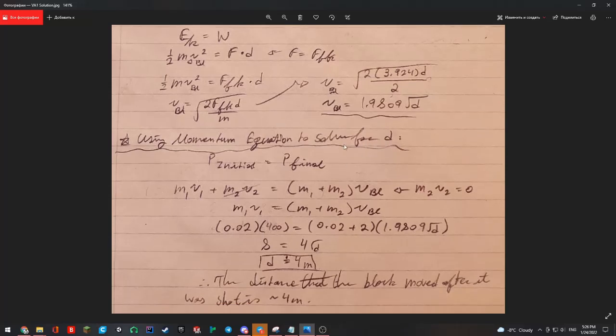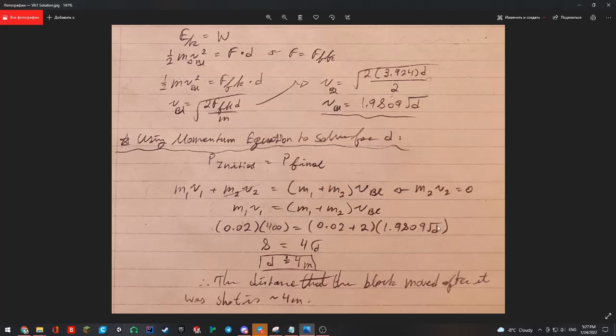Over here we can use this because the bullet embedded itself into the block, and we can see that the initial momentum is equal to the final momentum. So m1v1 plus m2v2 equals m1 plus m2 multiplied by the velocity of the block. We know that m2v2, which uses the initial velocity of the block, is 0 since it was resting, so we can just cross that out and say it equals 0. That greatly simplifies our formula.